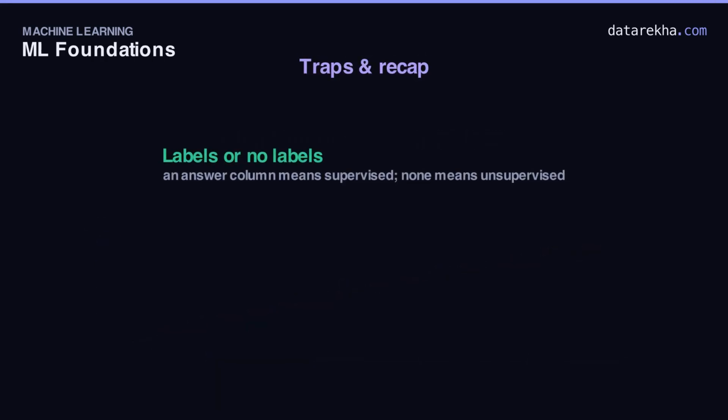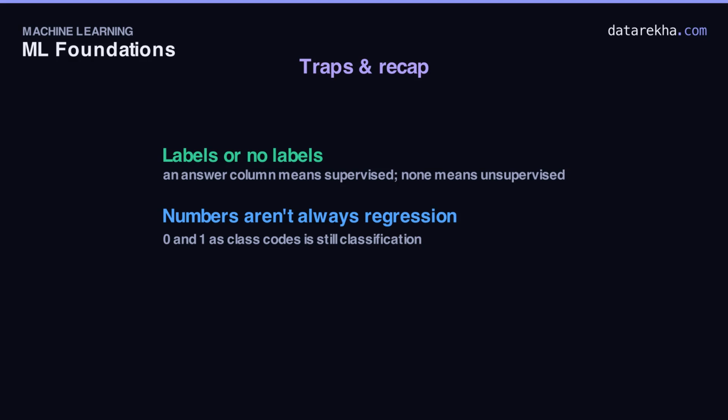Trap 1, the very first check. Is there an answer column? If yes, it's supervised. If not, unsupervised. Get this backwards and nothing else lines up. Trap 2. Coding your classes as 0 and 1 doesn't make it regression. What matters is whether the target is a true continuous quantity or just a label wearing a number.